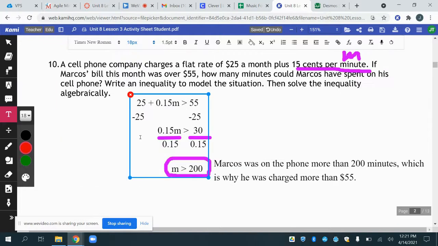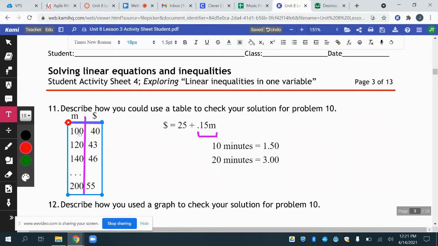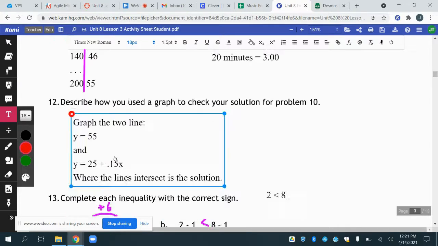How could I solve this using a table? Well, I might make a table like this, 100, and use this formula. The amount he gets charged is $25 plus 15 cents per minute. So if he talks 100 minutes, multiply by 15 cents, add 25, and 100 minutes costs $40. 120 minutes costs 43. I realized, hey, look at that, 20 minutes is $3. Now I can just go 20 minutes, $3, 20 minutes, $3, all the way up to 200. 200 minutes is $55. Look at that. I solved it. That's one way you could do it.